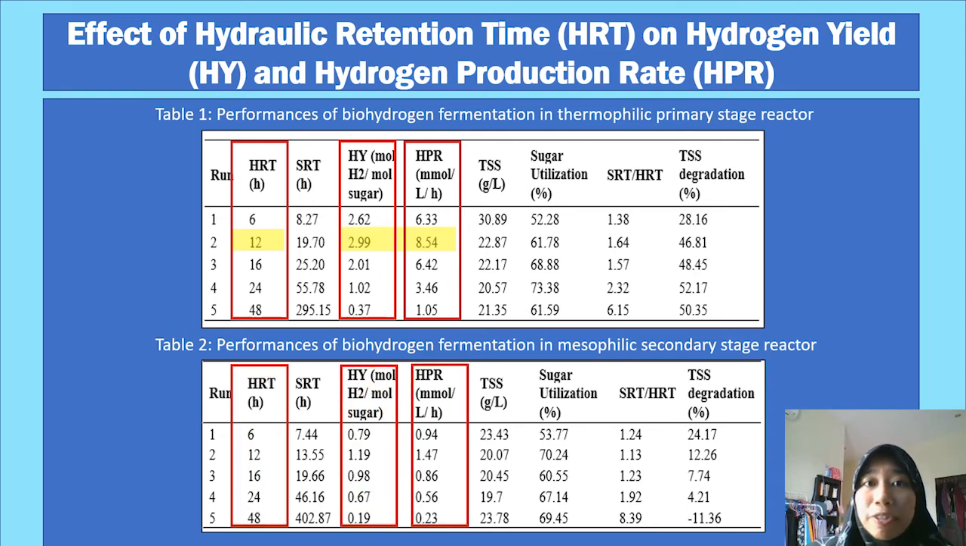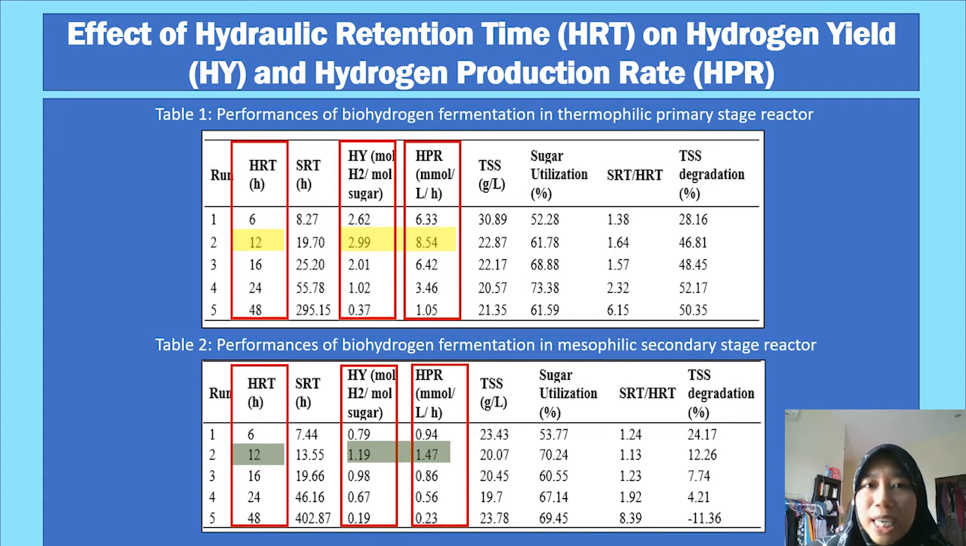Table 2 shows the performance of biohydrogen fermentation in the mesophilic secondary stage reactor. Similarly, the highest HY and HPR are both obtained when HRT is equal to 12 hours, that is 1.19 mole of hydrogen per mole sugar and 1.47 mole per liter per hour.